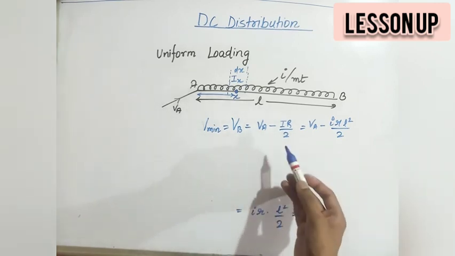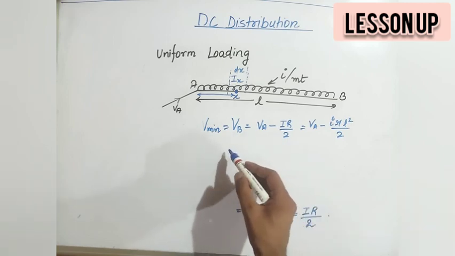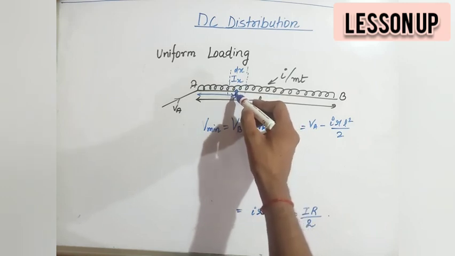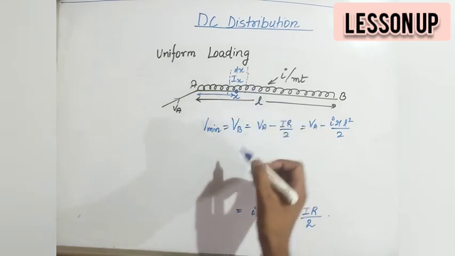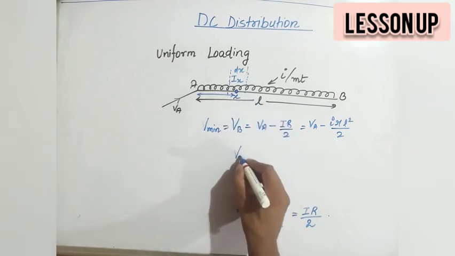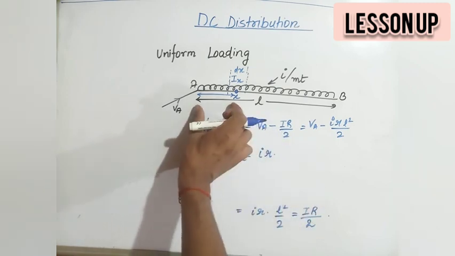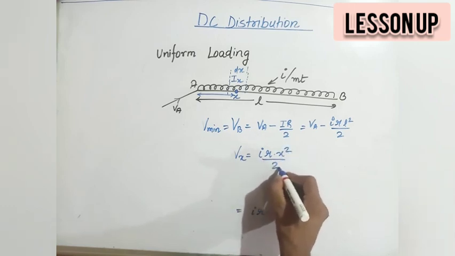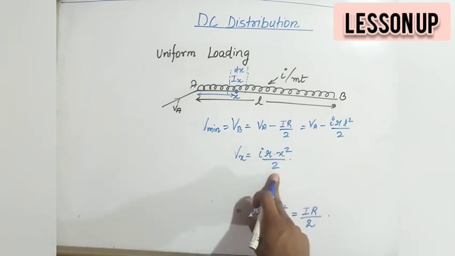So from this calculation we can tell that the drop at any point x on the distributor of length L with uniform loading is, if we need to calculate the drop at point x, that is I into R into the distance between these two, that is x square divided by 2. Okay, so this is the voltage drop at point x.